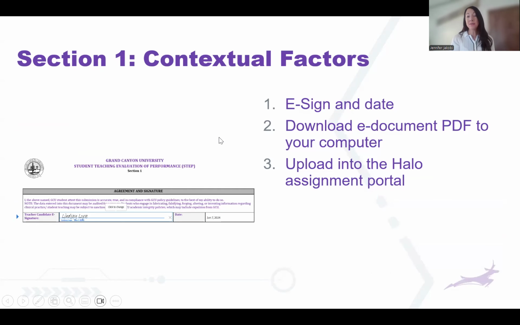Now, after you have completed sections A through F, you will want to make sure that you e-sign and date the document. You'll download this document as a PDF to your computer, and then you will upload the document into the Halo portal by the timeline that's indicated on the Halo calendar. Now, if you have any questions about this process, you will want to reach out to your instructor and work with your mentor teacher throughout.